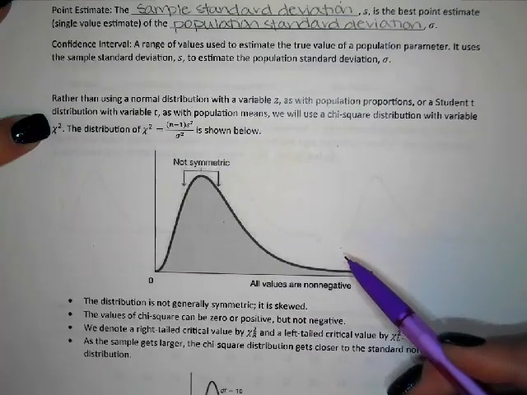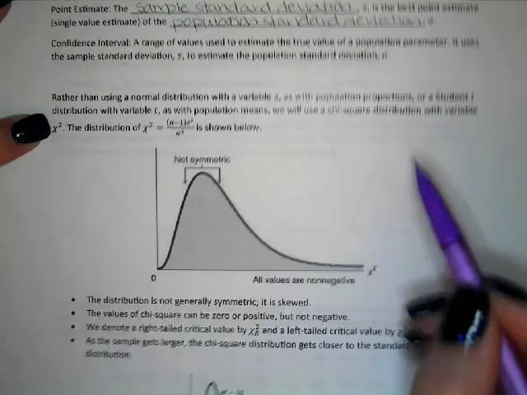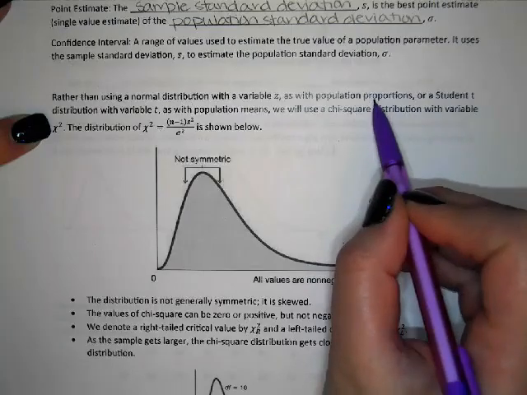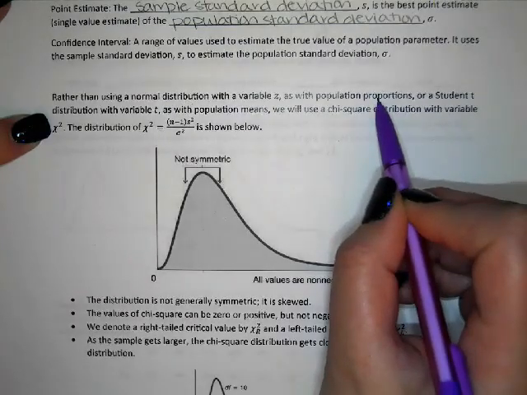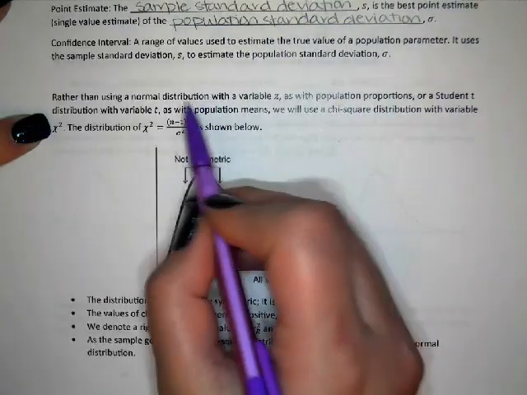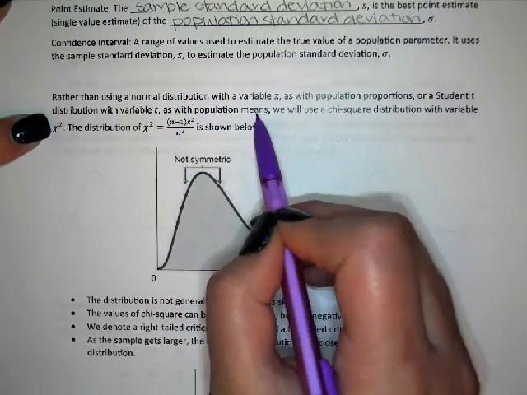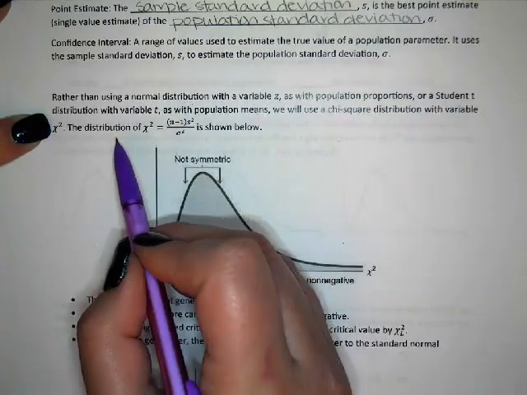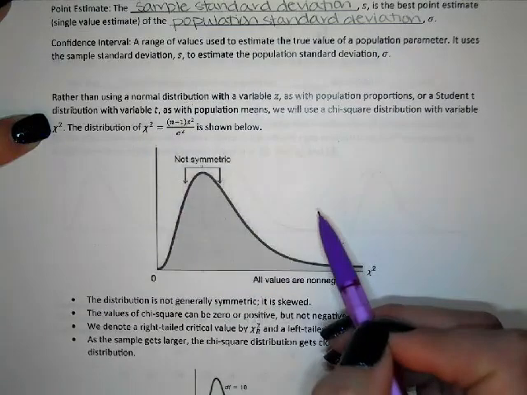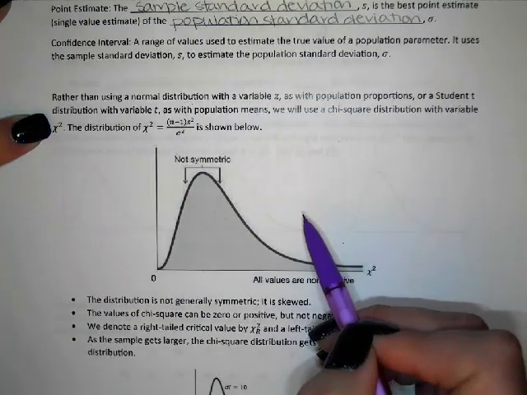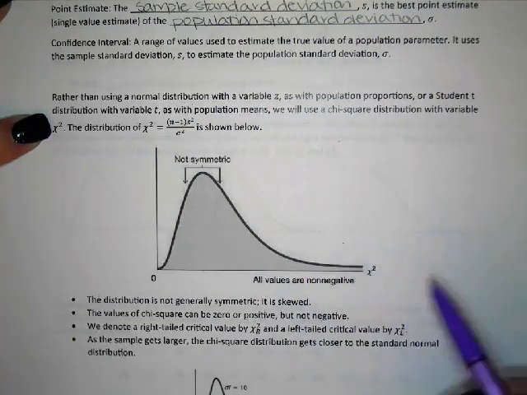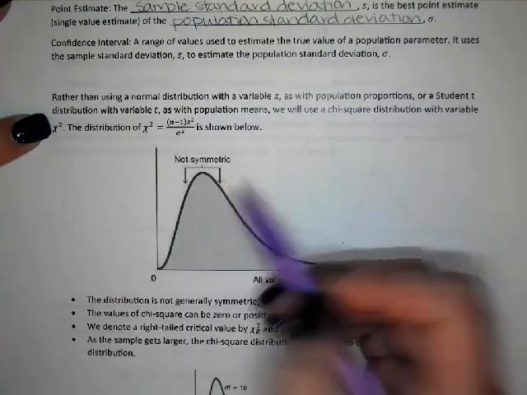So the most important thing for you to look for is to see in the problem, is it talking about a population proportion? Then make sure that you're using the standard normal distribution table. Is it talking about a population mean? Then use the t distribution table. And then for today, is it talking about a population standard deviation? Then you're going to use a chi-square distribution.